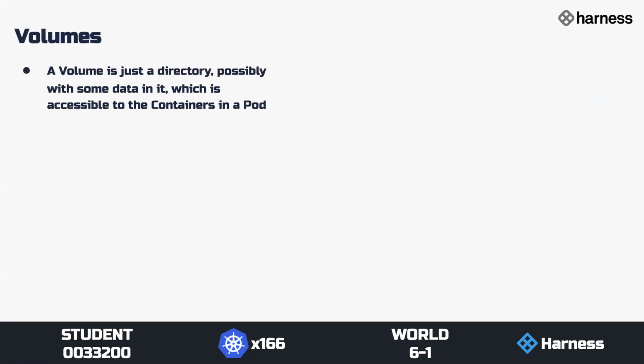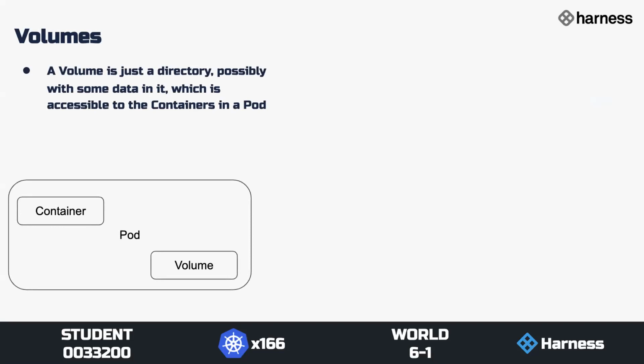So what is a volume? It's basically just a directory or a file hierarchy with some data in it. That's essentially what a volume is. You put a volume inside of a pod and the containers can talk to that pod, very similar to a stateful set. So this is what it looks like: pod, container, volume.